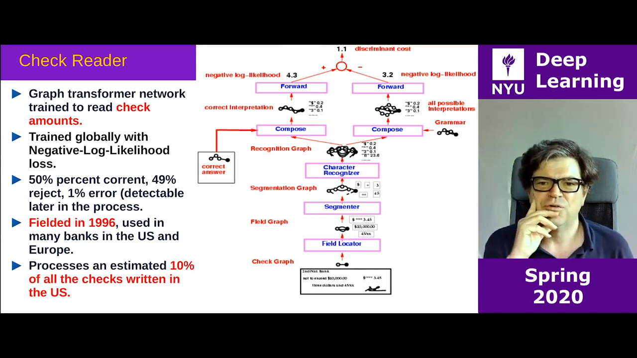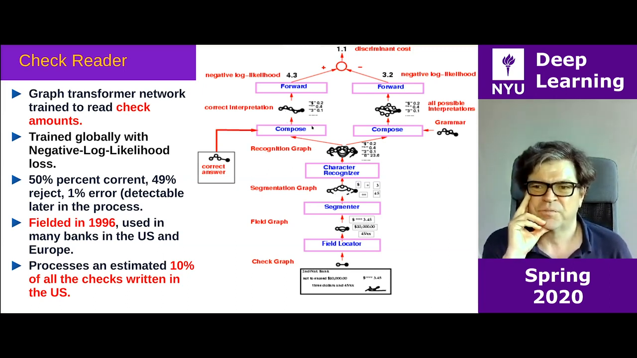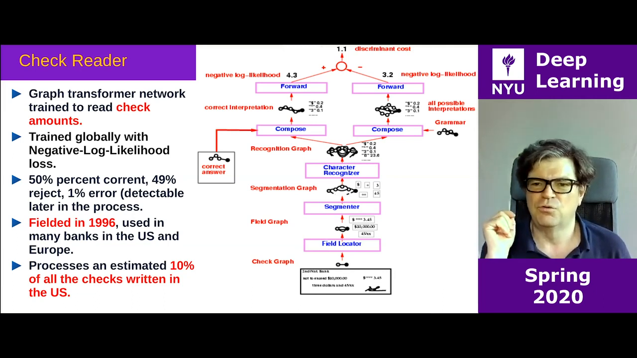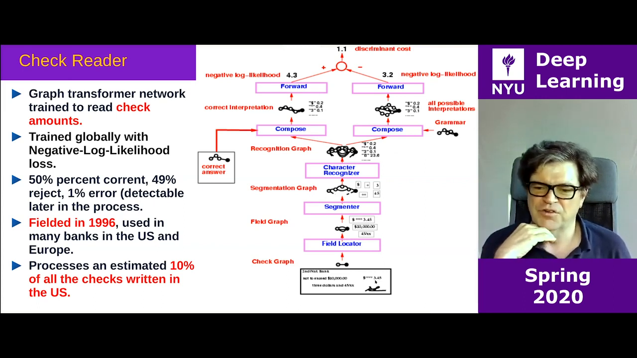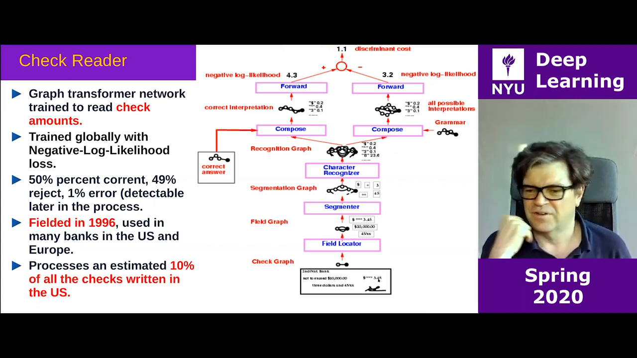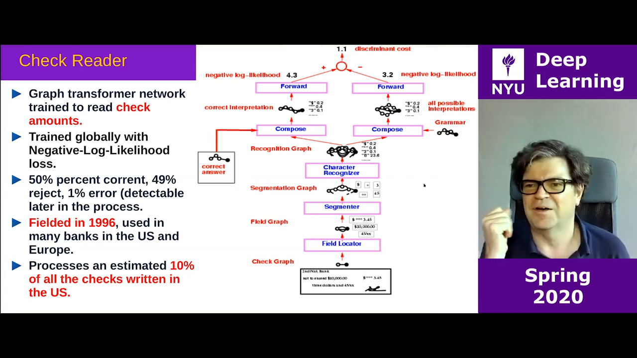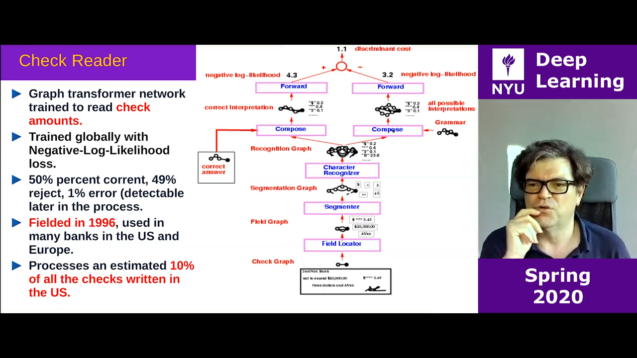You give it the correct answer, you select the paths that have the correct interpretation. Okay, same on the other side. So here you combine with the grammar. The grammar restricts the sequences to those that are syntactically correct. If it's an amount on the check, for example, it's got a decimal dot, it might have a dollar sign in front, it might have stars, there's a grammar for it, which you can build by hand. It's a finite state grammar. You compose those two graphs and you get the set of paths in this graph that actually contain a grammatically correct interpretation.